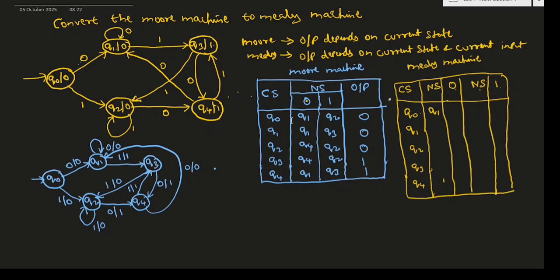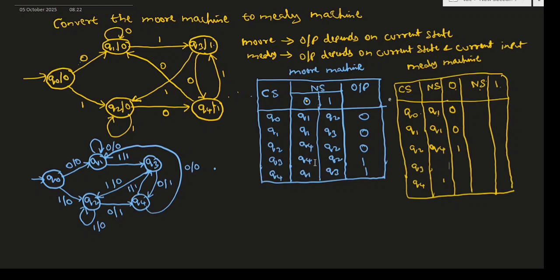And what is the output for Q1 here? Q1 output is 0. Now when 0 is applied in Q1, where does it go? It goes to Q1 itself. What is the output for Q1? It is 0. Now when 0 is applied in Q2, where does it go? It goes to Q4. Now what is the output connected to Q4? The output connected to Q4 is 1.